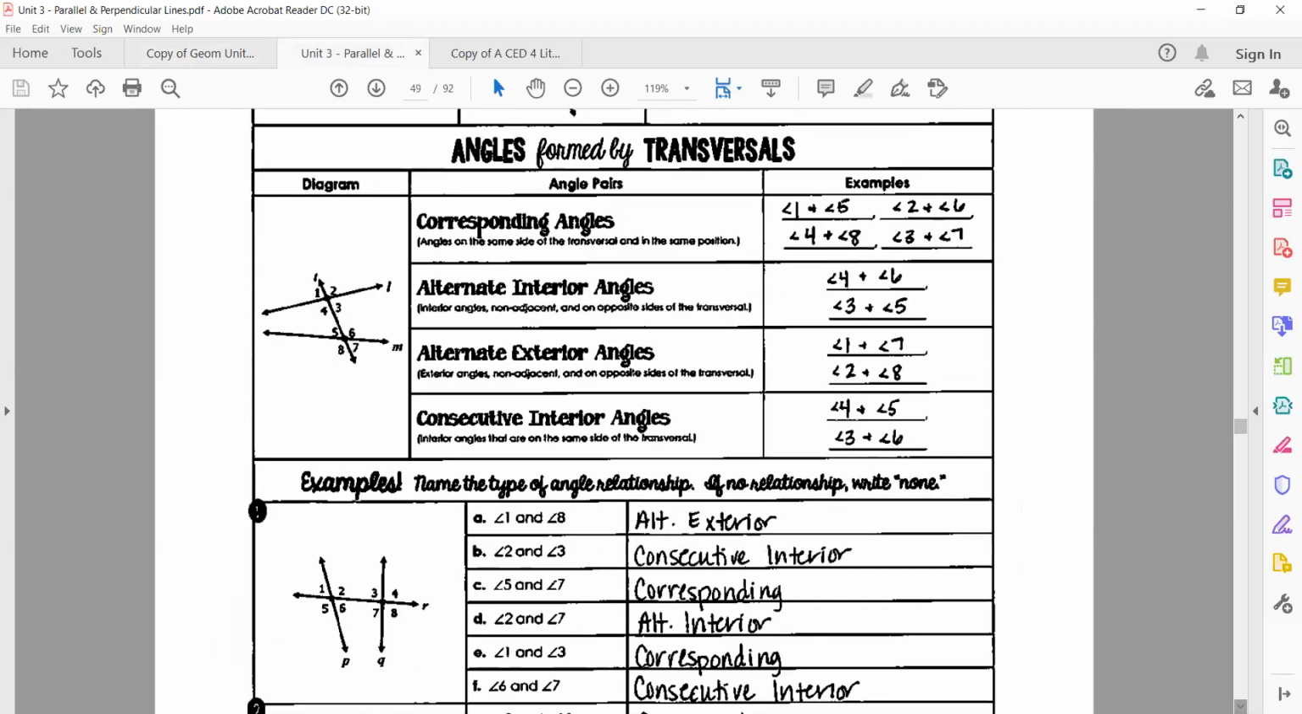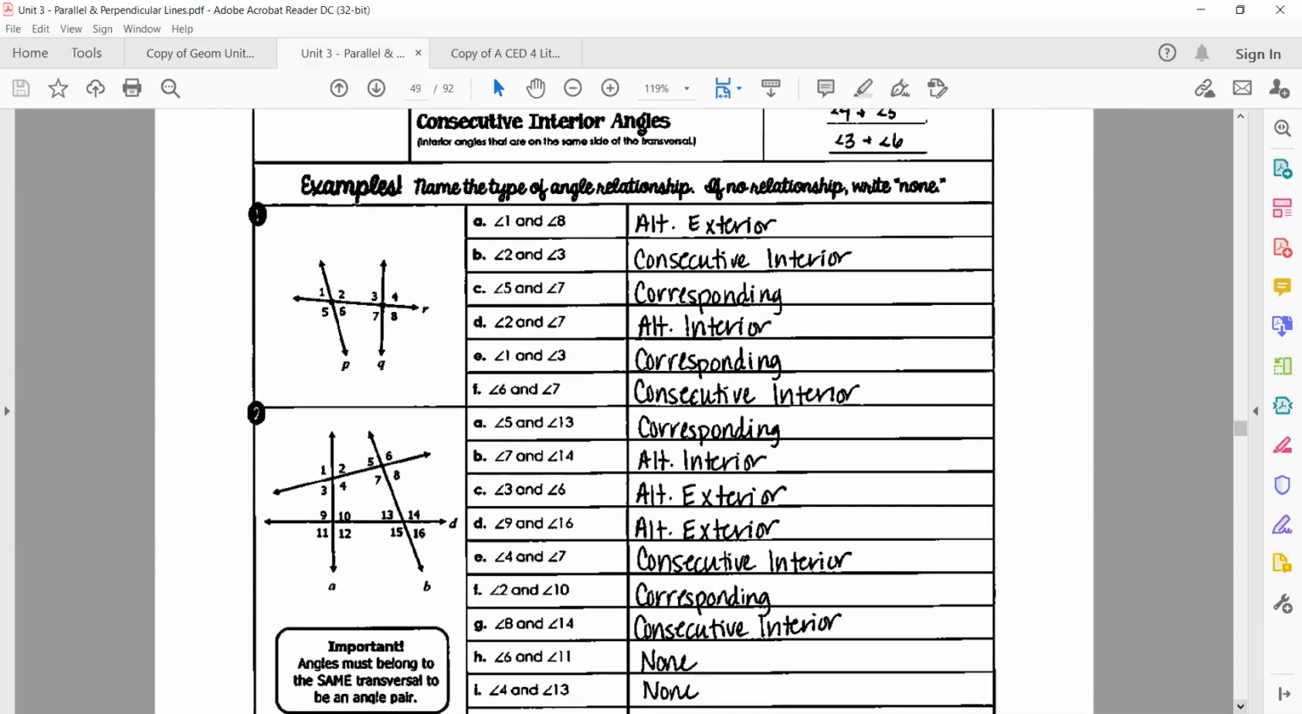The thing I'm going to try to emphasize here is, look under your examples, right at the top, it says name the type of angle relationship. If no relationship, write none. So that right there in the instructions tells you that some of these might not fit into any of those definitions. They might not have a relationship. Just because you're shown something on a drawing doesn't necessarily mean it's going to fit any of the definitions.